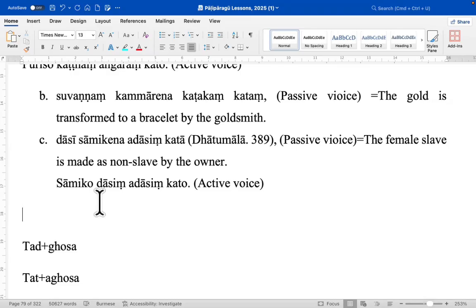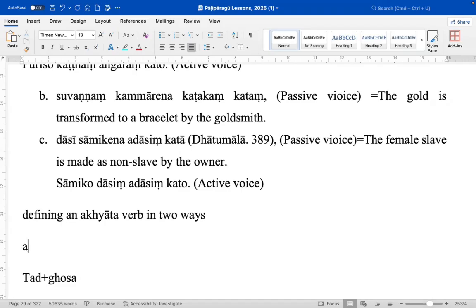So for example, here, when we want to define a name and an akata word, an akata verb, there are two ways. Number one is using Gotrabhū. Number two is using the root kar, kara. Okay, I'm going to say it's using kara.